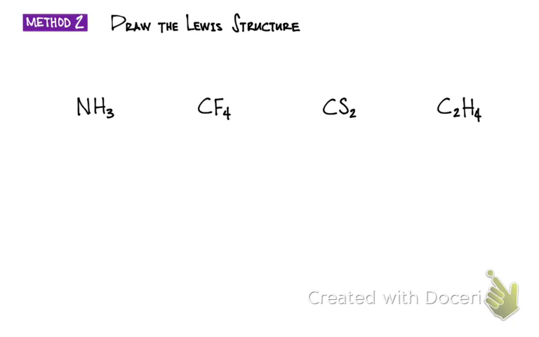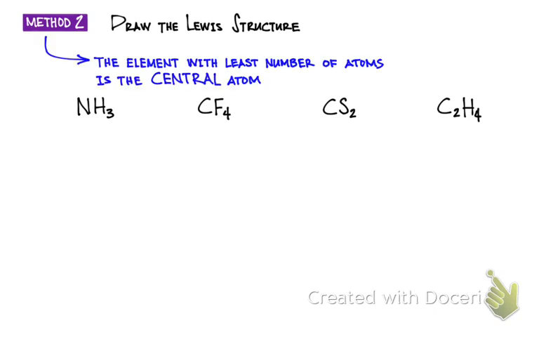There's another method that you can use to draw Lewis structures, which some people actually prefer. Let's take a look at these 4 different molecules and draw their Lewis structures using method number 2. This method tells us that the central atom is the element with the least number of atoms in the molecule. So in ammonia, NH3, nitrogen would be the central atom. In carbon tetrafluoride, it would be carbon. And in carbon disulfide, it would also be carbon.